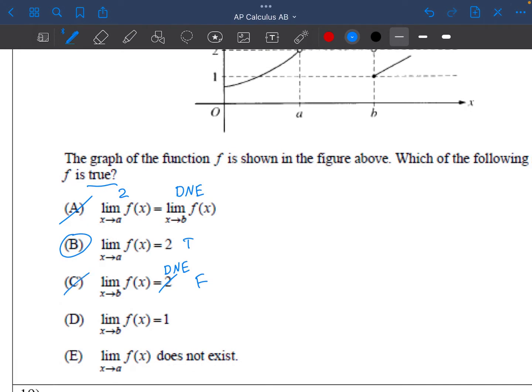D is saying that it's equal to 1. It's just trying to get, oh, it wasn't 2, is it 1? No, it's still d and e. Come on, you got this. This one is false again. And then finally it's saying that the double-sided limit as x approaches a from both sides does not exist. Well, it does exist. That is not true. It should have been 2. So that one is also false, and it's not E.